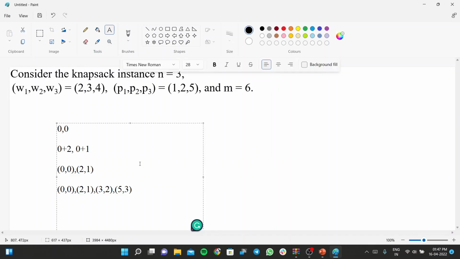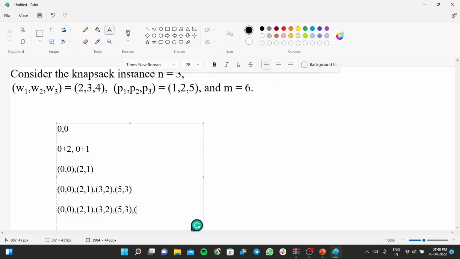So we are remaining with the last one. I think some problem is there, that's why everything is gone. So now we will do the last one, that is (0,0), (2,1), (3,2), and then (5,3), and then at last (4,5).